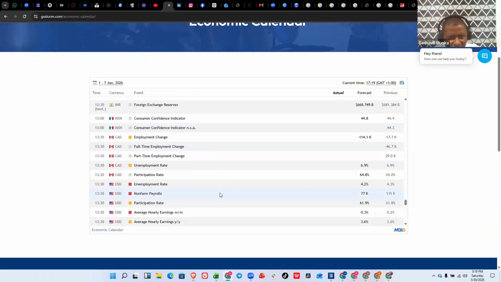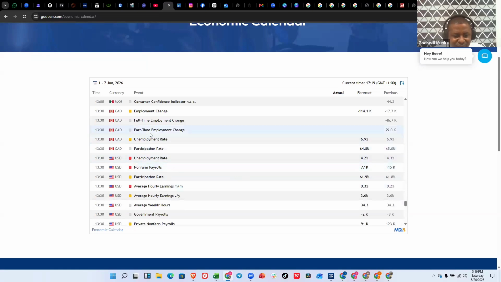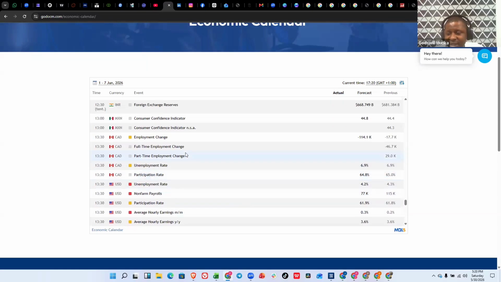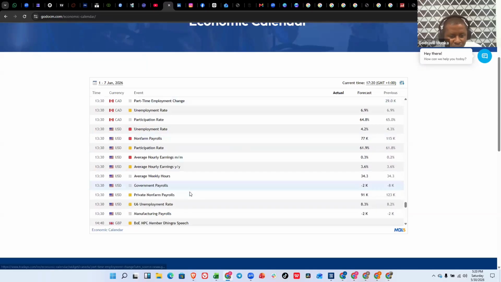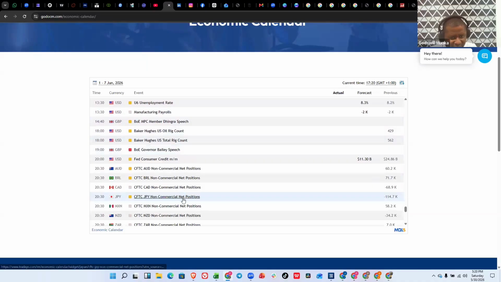So we have labor market data from the United States and also from Canada. This is the last major data for the week. That is the first Friday of the month, NFP. Okay, so an important one. And we'll have Governor Bailey also speaking by 7 p.m. Nigerian time. Also some board members are going to be speaking, like Ingra. So it's also good to keep an eye on that.